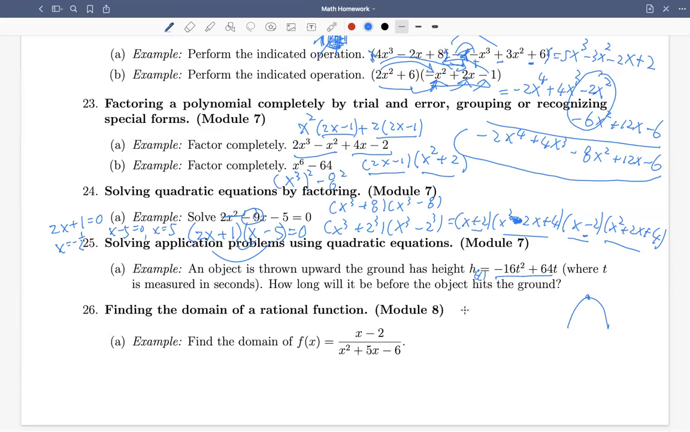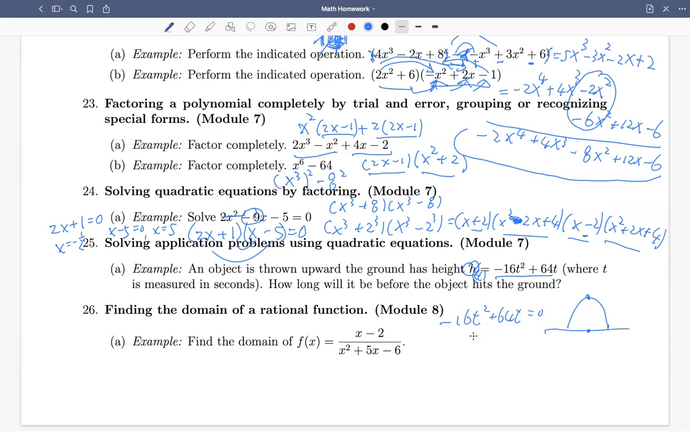Then how long will it be before the object hits the ground? Okay, what's the height? Imagine the ball is being tossed. But when it reaches the ground, what's the height? The height is 0, ground level. So that means this is 0. So I have negative 16 t squared plus 64 t equals 0. We just have to solve this quadratic equation.